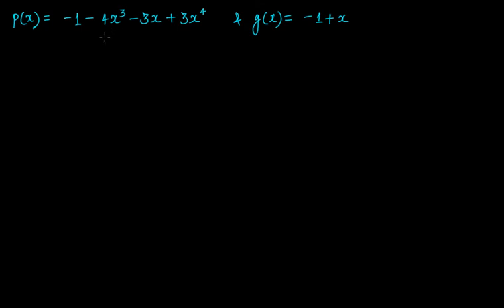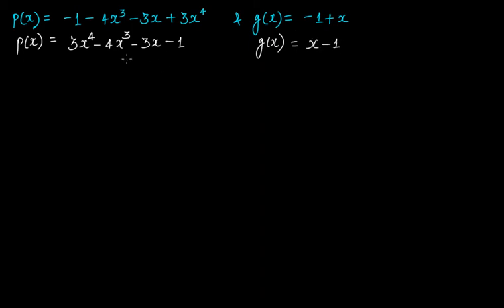Here you have p(x) = -1 - 4x cubed - 3x + 3x raised to the power of 4, and g(x) = -1 + x. First, rearrange the terms. So this is 3x raised to the power of 4, then minus 4x cubed, then minus 3x. Pay attention, you don't have an x squared term, right? So pay attention to that, and minus 1. Your g(x) becomes x minus 1.